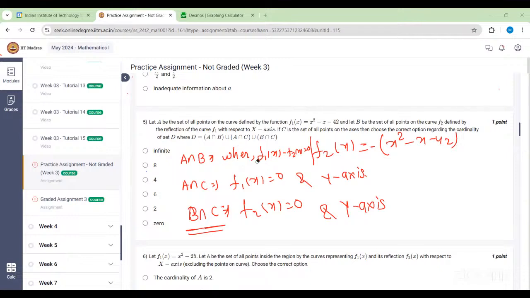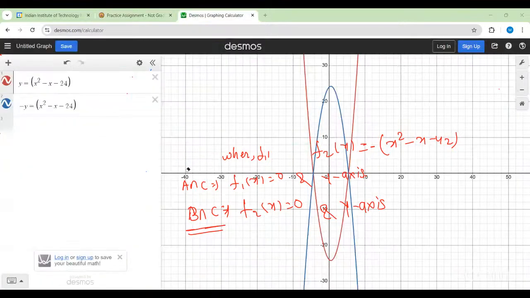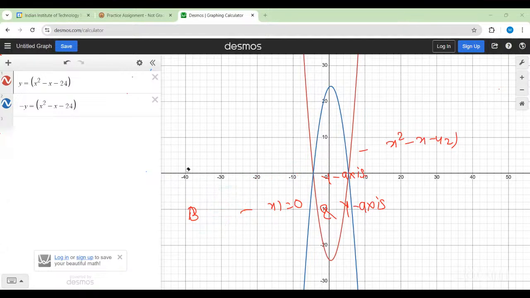So it is possible to get common roots or common y-intercepts. That's why this union may differ from 9. It will be less than 9 obviously, but any number could happen. So we can immediately find it using Desmos too. So here, F1 is the red one and the blue one is F2. So F1 minus F2 you will do.